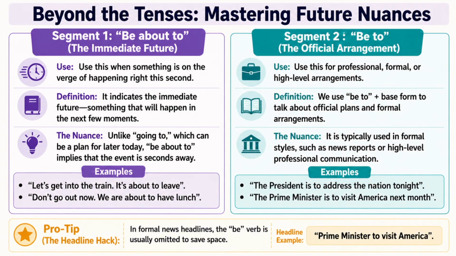Here is a useful tip. In newspaper headlines, the verb be is often omitted to save space. So instead of writing "The prime minister is to visit America," a headline may simply say "Prime minister to visit America." This is a headline style, so don't be confused if you see it in newspapers.